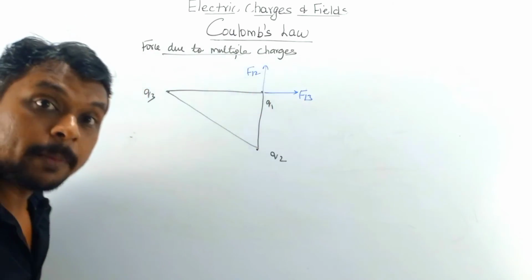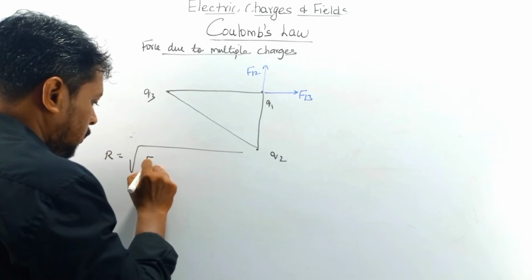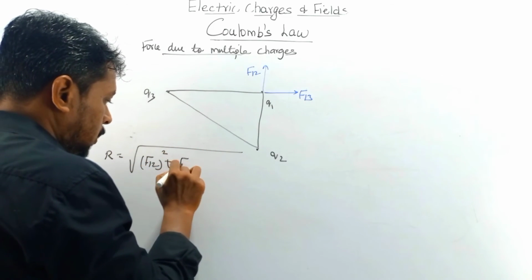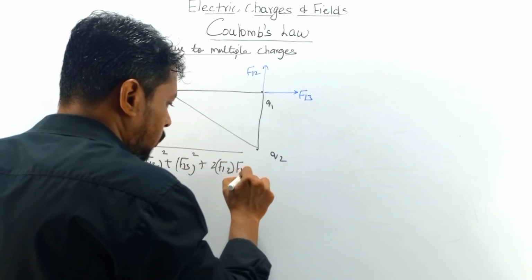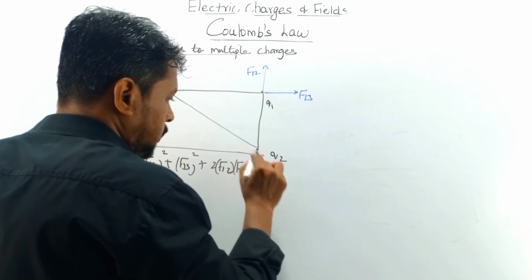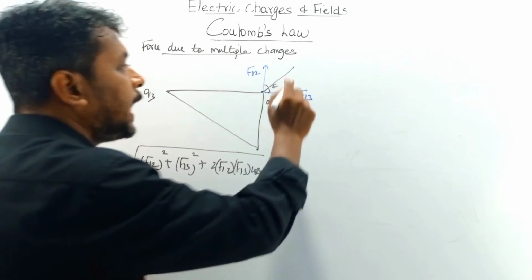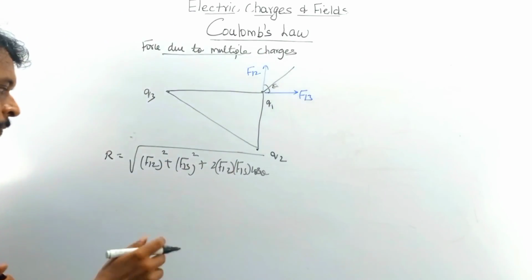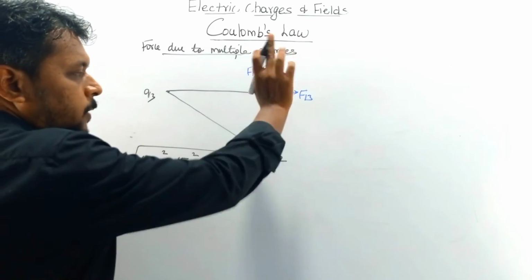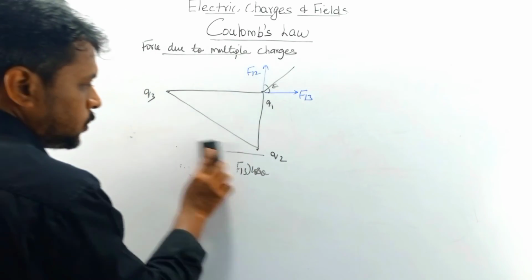From this, the resultant force magnitude could be found, because they are represented on the two sides of a parallelogram. The resultant magnitude is the square root of F12 square plus F13 square plus 2 F12 F13 cos theta. Theta is the angle between the two forces, and the resultant represents the diagonal of the parallelogram. This represents the magnitude, and this represents the direction of the force.